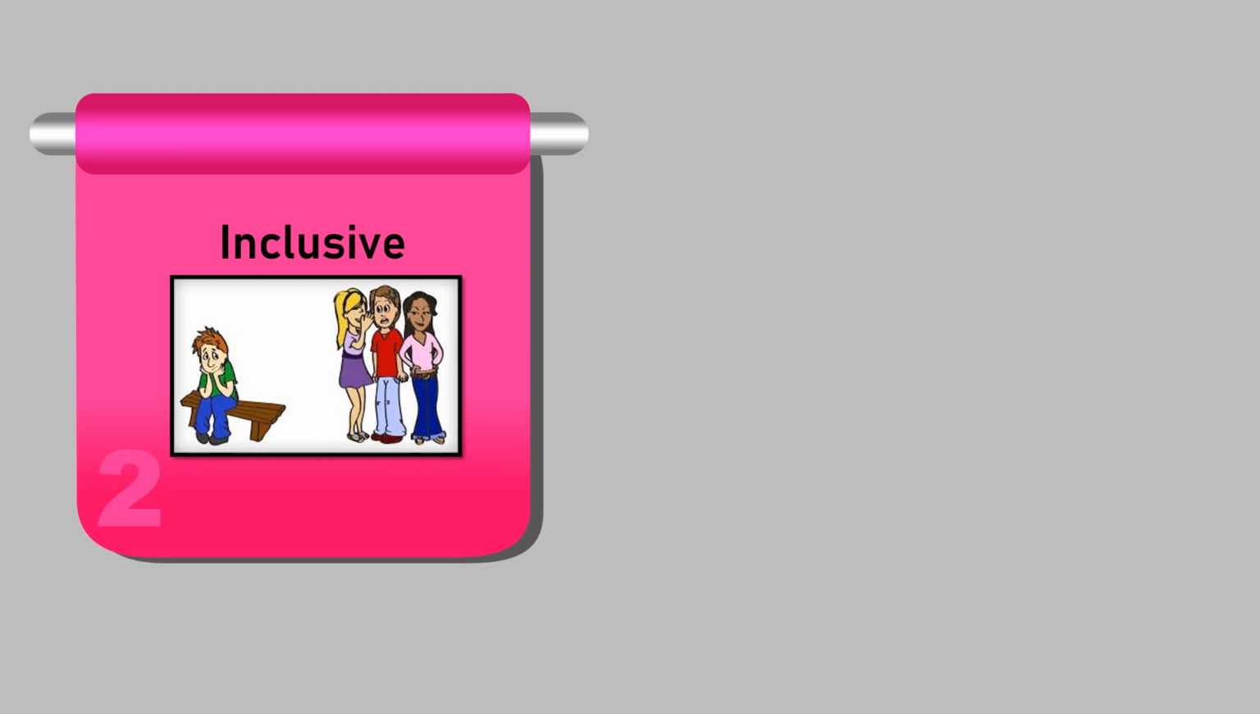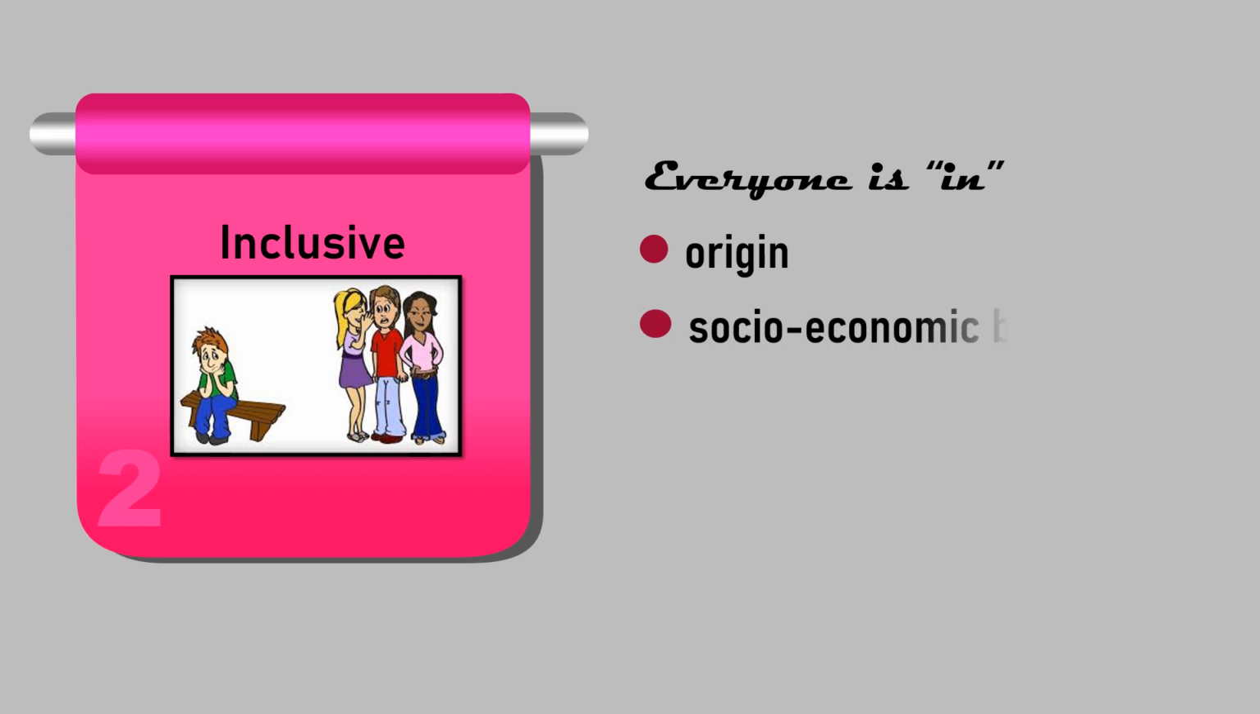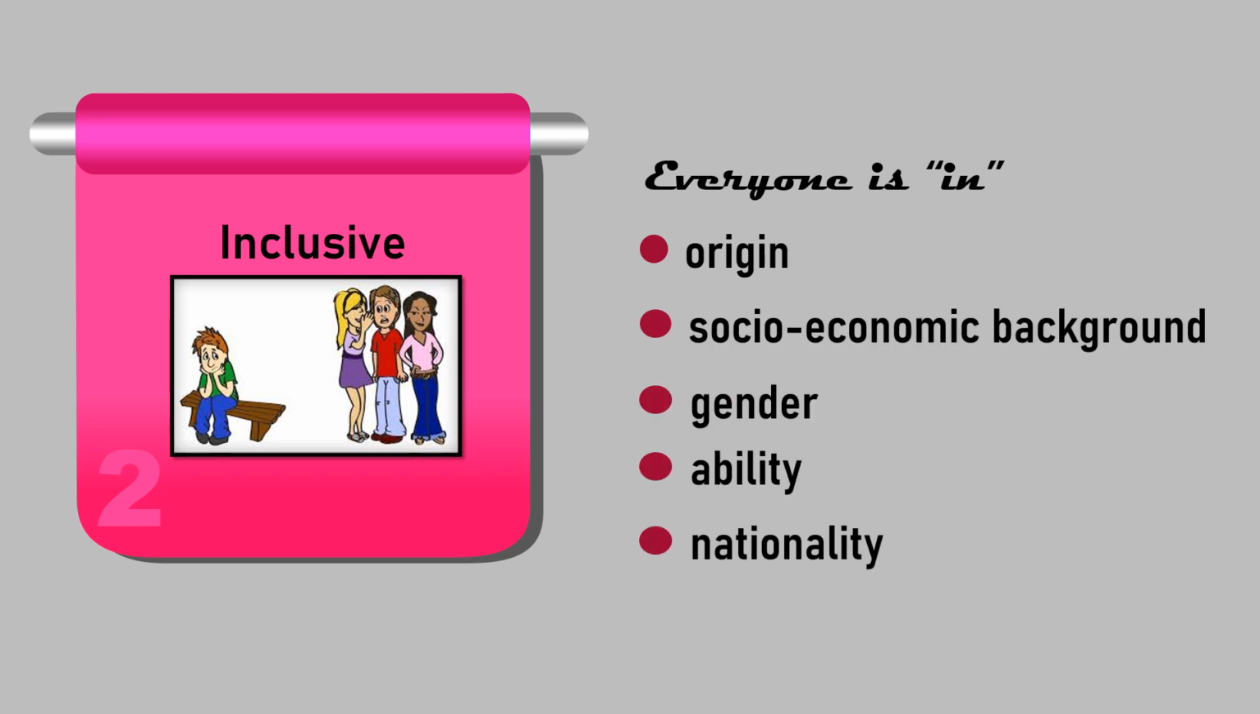Number two is inclusive. This means that no student is excluded from the circle of learners. Everyone is in. Teaching is for all students regardless of origin, socioeconomic background, gender, ability, or nationality. No teacher favorites, no outcast, no promdi. The word promdi is from the English words "from the," used in Filipino to refer to someone from the province who has just come to an urban center like Manila, sometimes offensive and derogatory.